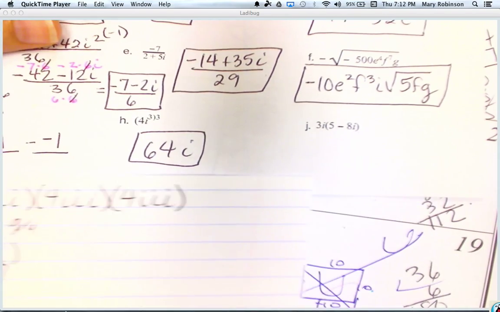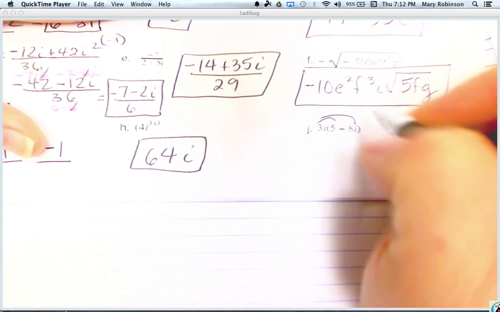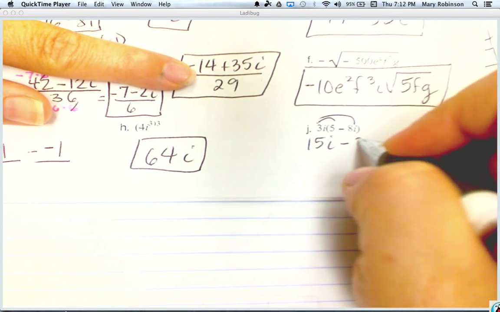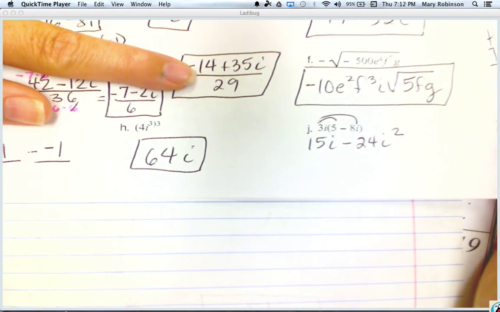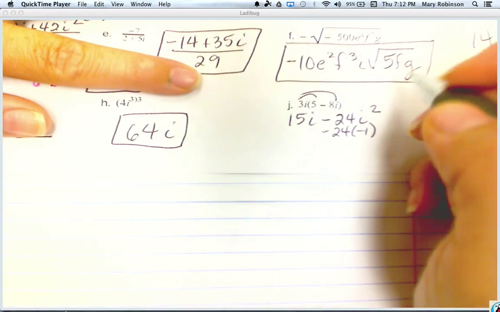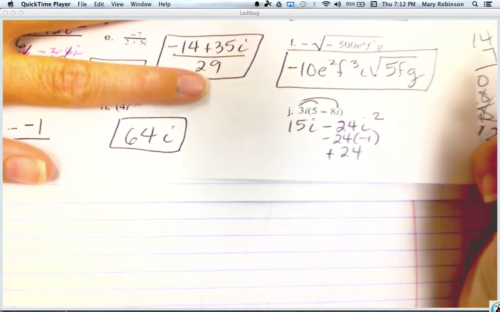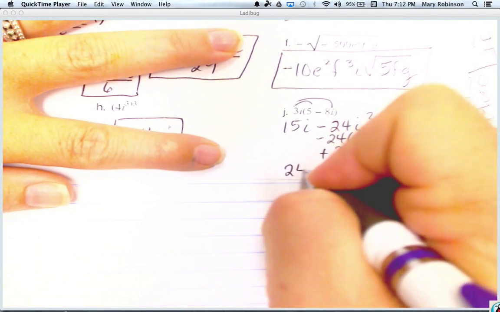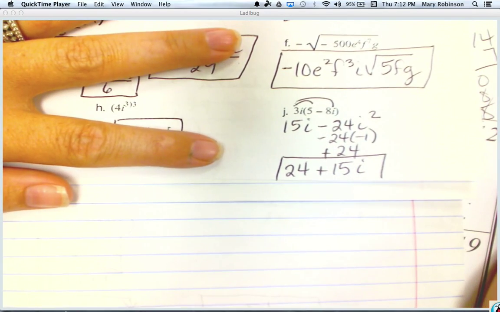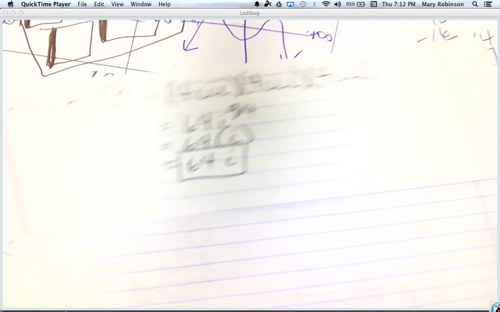Next for J, you want to distribute. When you distribute, we get 15i minus 24i squared. Because i squared is negative 1, we're actually going to end up with positive 24. When we rewrite our answer, we want 24 plus 15i. All right.